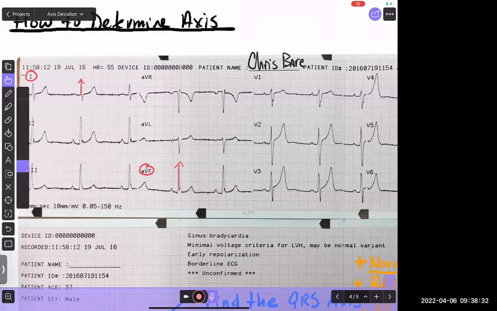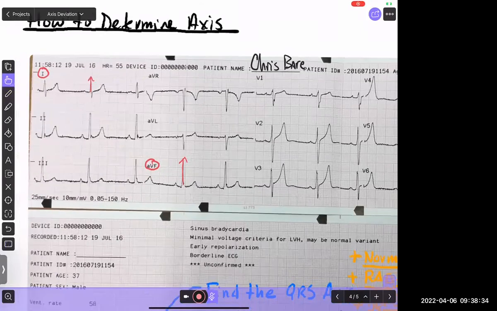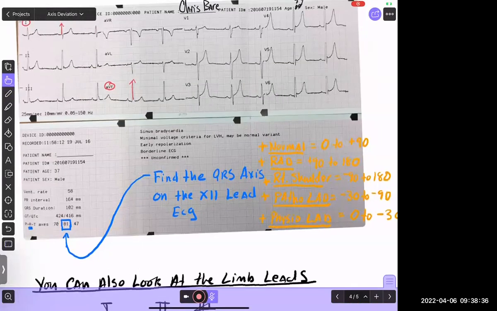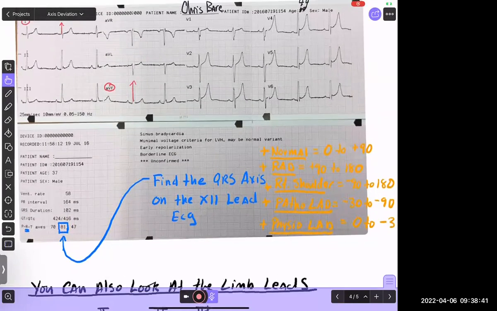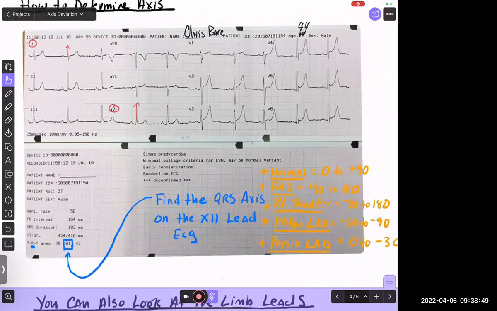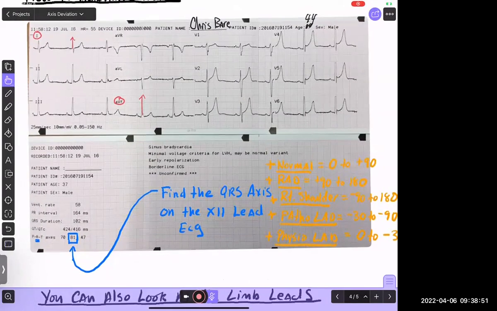Okay, it's positive. So what would that lead us to believe in terms of axis? Well, Chris has it written there. This is normal axis, is it not? Okay, normal axis. And something else of note in this EKG, the algorithm is saying that it is meeting minimal voltage criteria for LVH. Okay, so if it's meeting minimum voltage, it's talking about LVH. Why aren't you seeing left axis deviation?